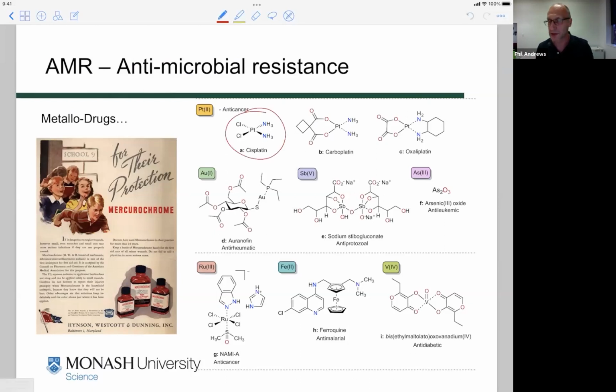This is cisplatin, which is one of the most, if not the most, common anti-cancer drugs in the world, and it's predicated on that platinum center. There's a few others which have been developed. There's a few other drugs which have gone through to phase 3 trial, and this is gold, antimony. This one is used for the treatment of leishmaniasis, which is a parasitic infection that we also research. You've got ruthenium anti-cancer-based compounds. You've got anti-malarial iron-based compounds, and vanadium as anti-diabetic compounds, so insulin mimics. So it's in there, it's in the arsenal of compounds that we're trying to develop.